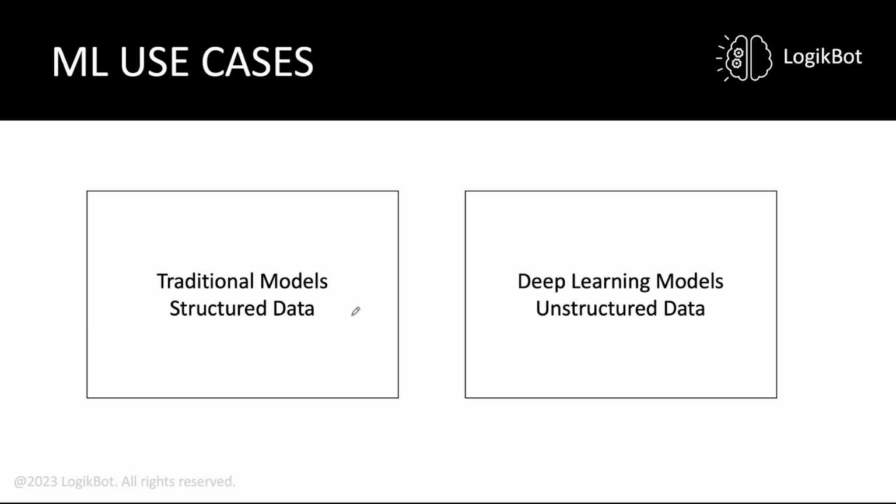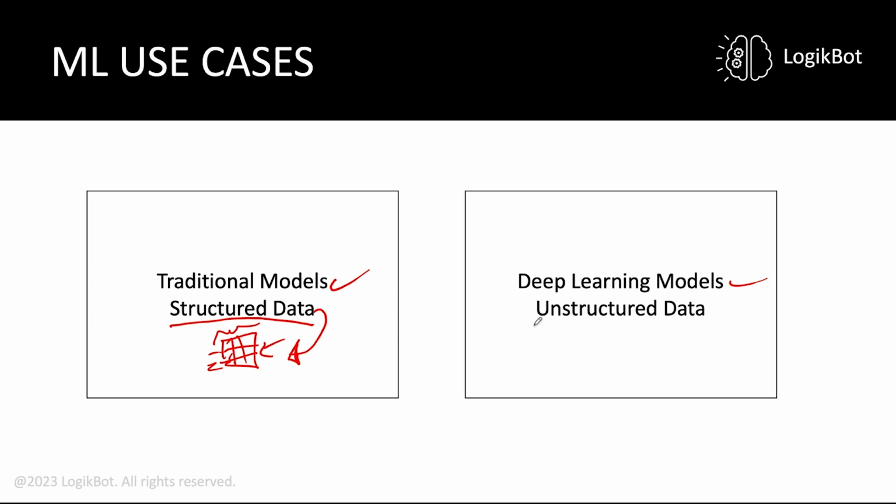So what are some use cases? When will we use traditional models versus deep learning models? Well, at a high level, there's an easy way to understand this. For traditional models, we're going to use structured data. What's structured data? It is data that looks like an Excel spreadsheet. It's in the form of columns, right? Up here, we've got columns and we've got rows, right? That is structured data. That's what that is.